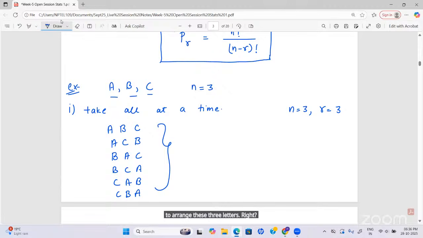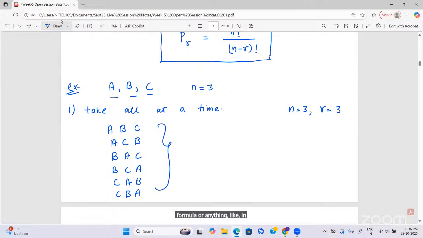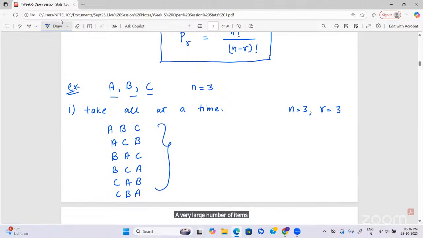So here we have arranged it without using any formula. For a small number of items, you can write it like this, but if you have a very large number of items, then we can use the formula. So we have arranged it and we saw that there can be 6 possibilities. Now we will see whether the formula gives you the same value or not.